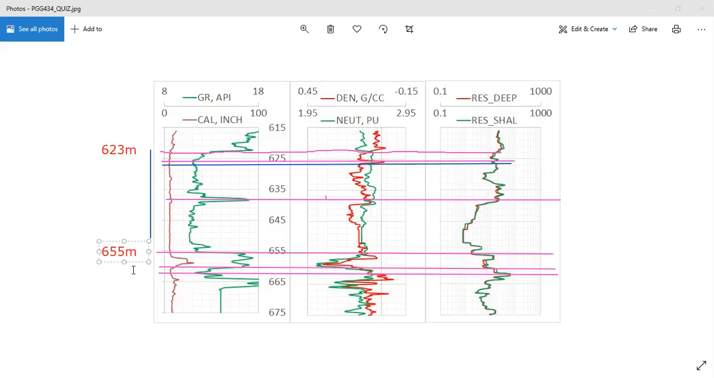Is it clear? Okay. Is it clear? So that's why the question was gross sand thickness across the log. And even in my answers, I actually made allowance for it.